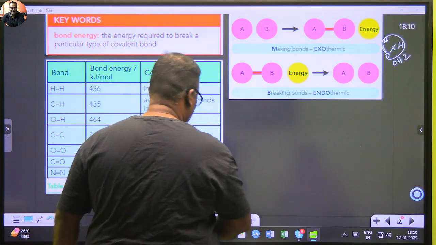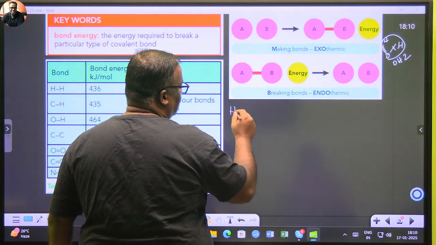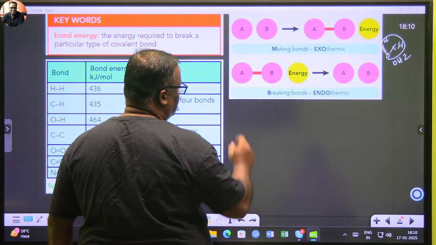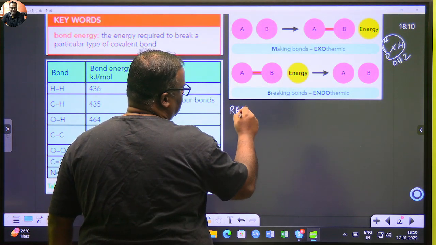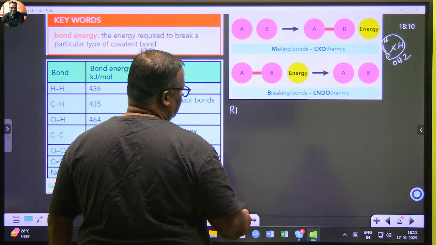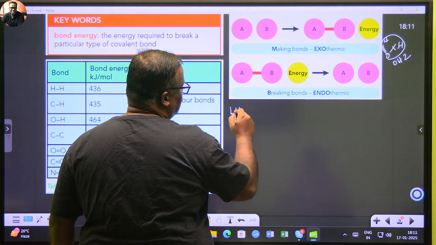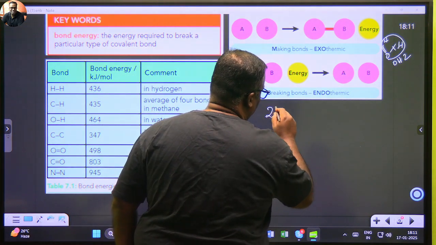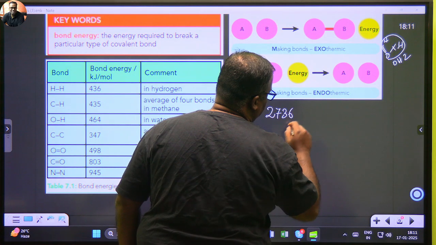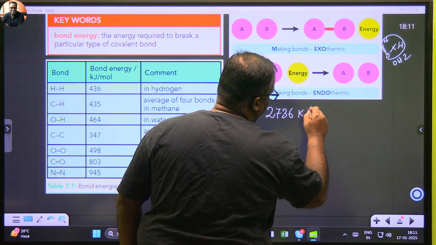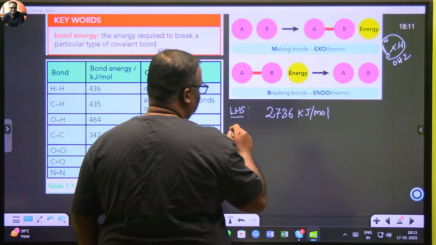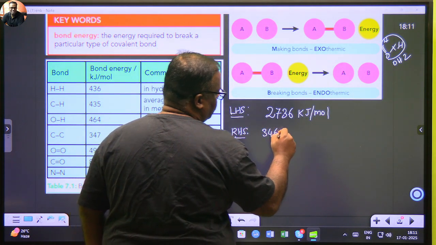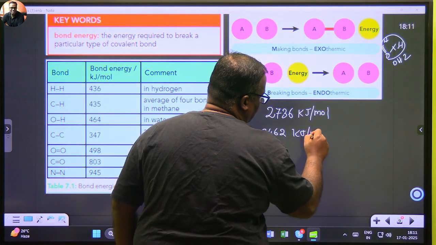Tell me now, what is the heat? Not heat. Rather, I'll write in my reaction. Sorry, on the LHS side, what is the heat that you got? Tell me. 2736. This is kilojoule per mole. And on the RHS, how much did you get? 3462. This is kilojoule per mole.